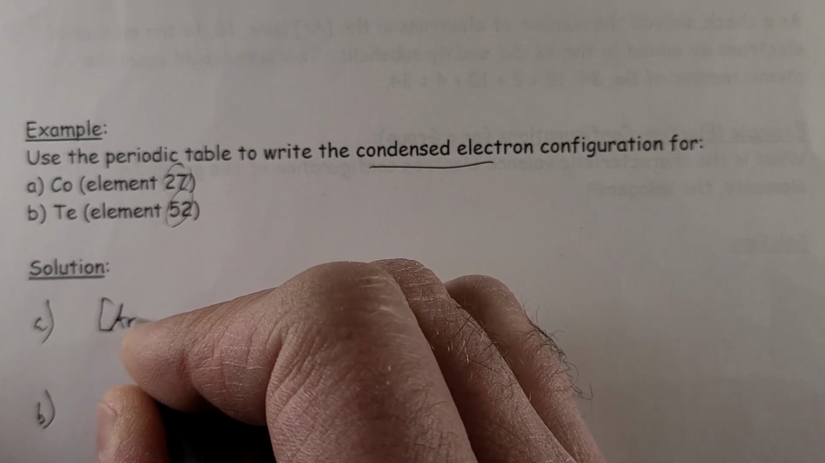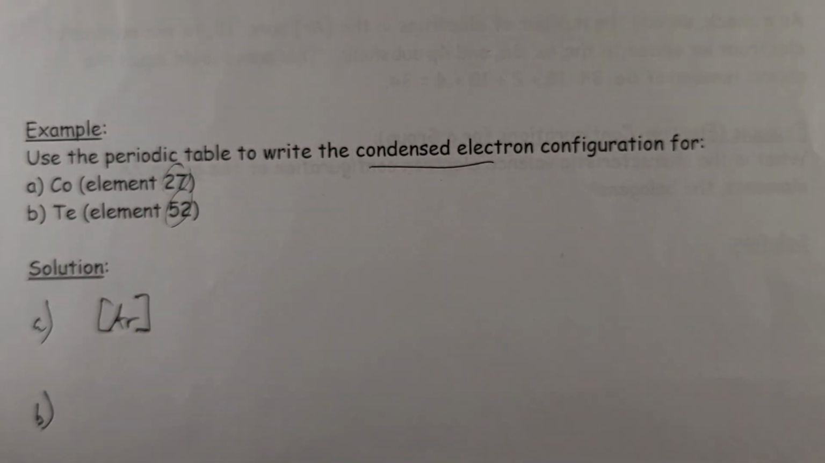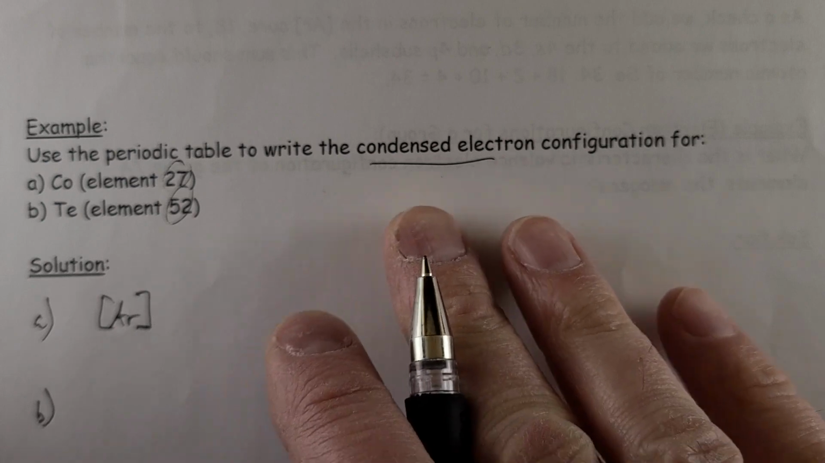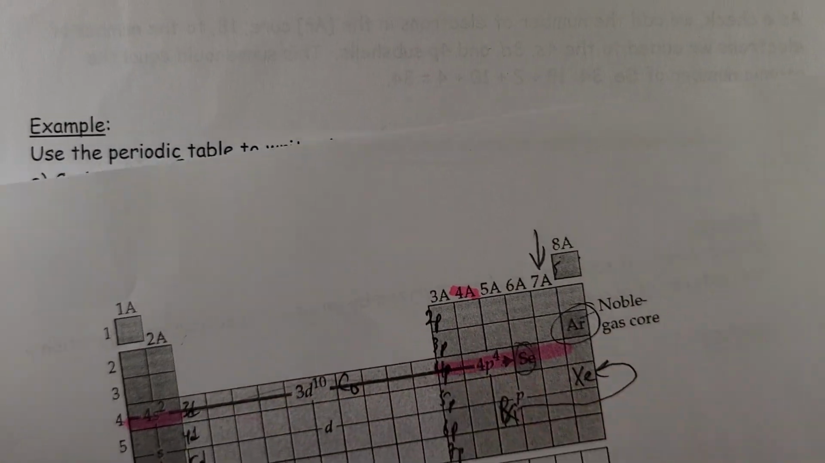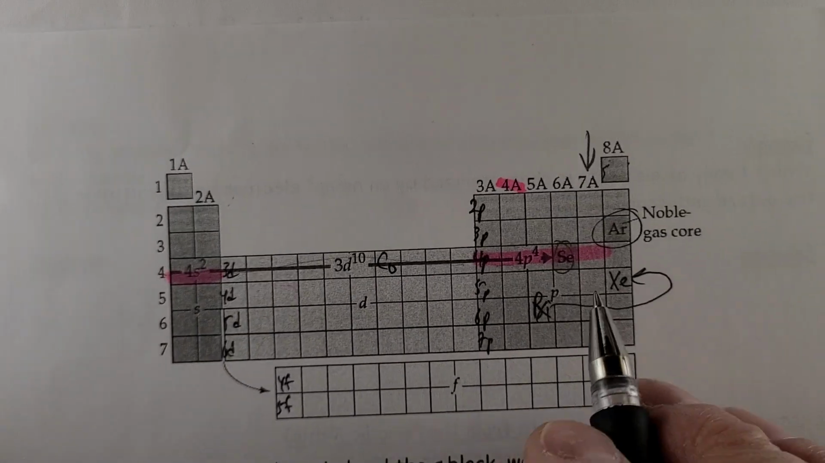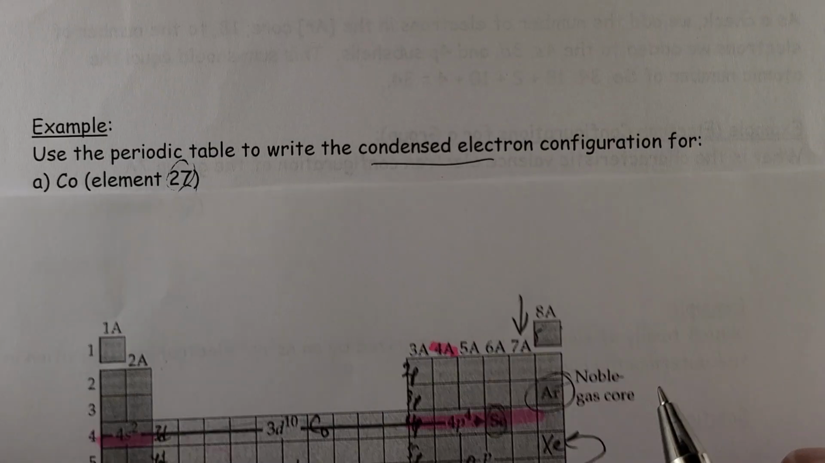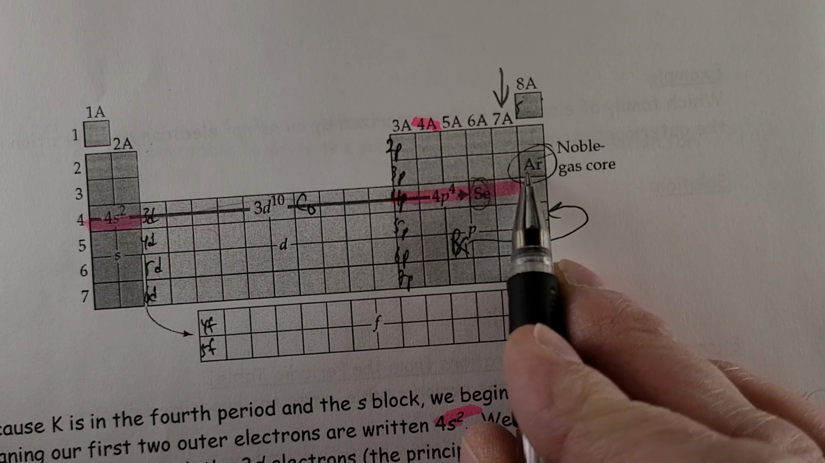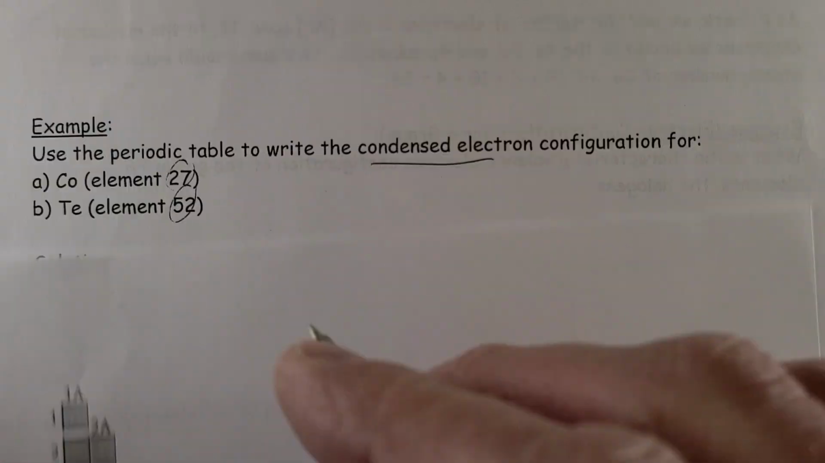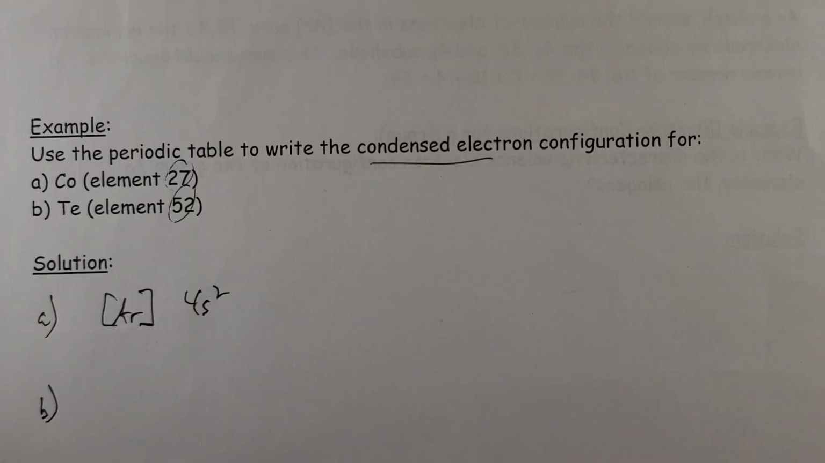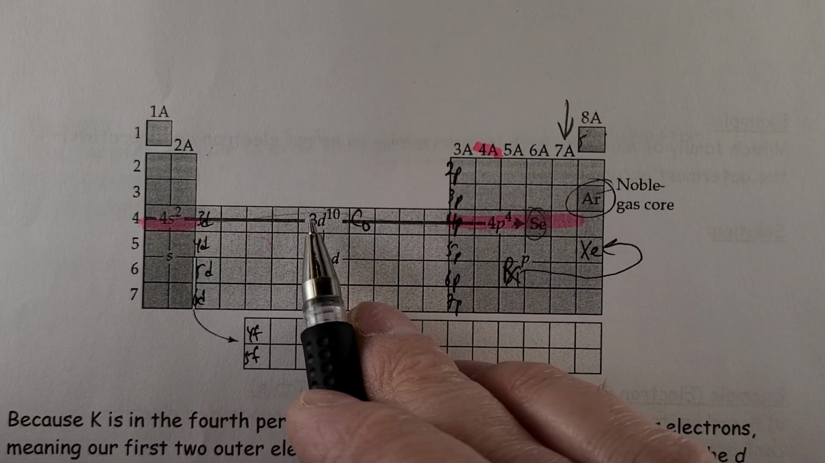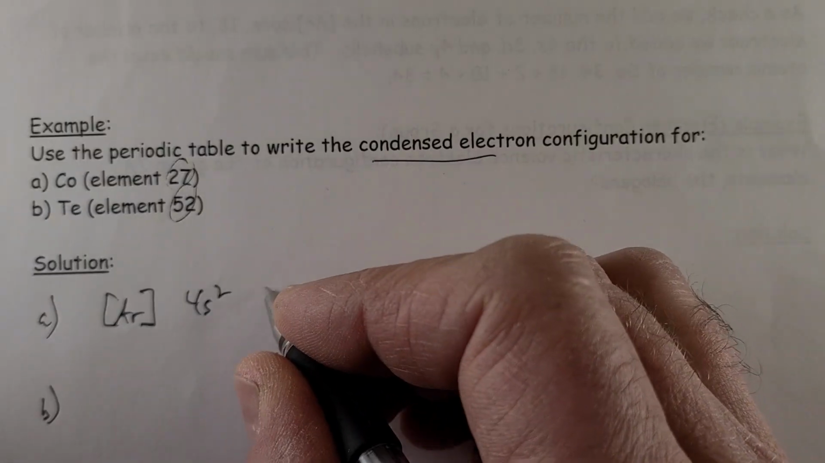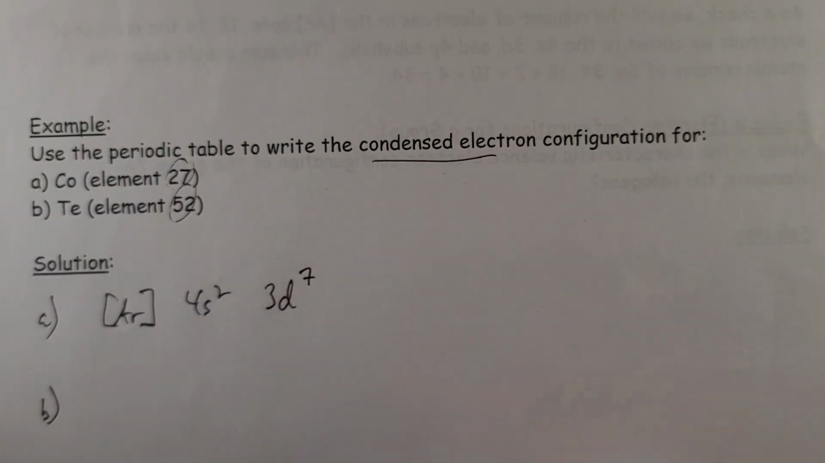So I'd start off with argon's configuration. In the assignment, I have you do some of the condensed ones, plus I have you go right from the start: 1s2, 2s2. So realize that doing the noble gas one is a shorthand. So argon, and then 4s2, and then 3d, 1, 2, 3, 4, 5, 6, 7, 3d7. There we go. How easy is that?